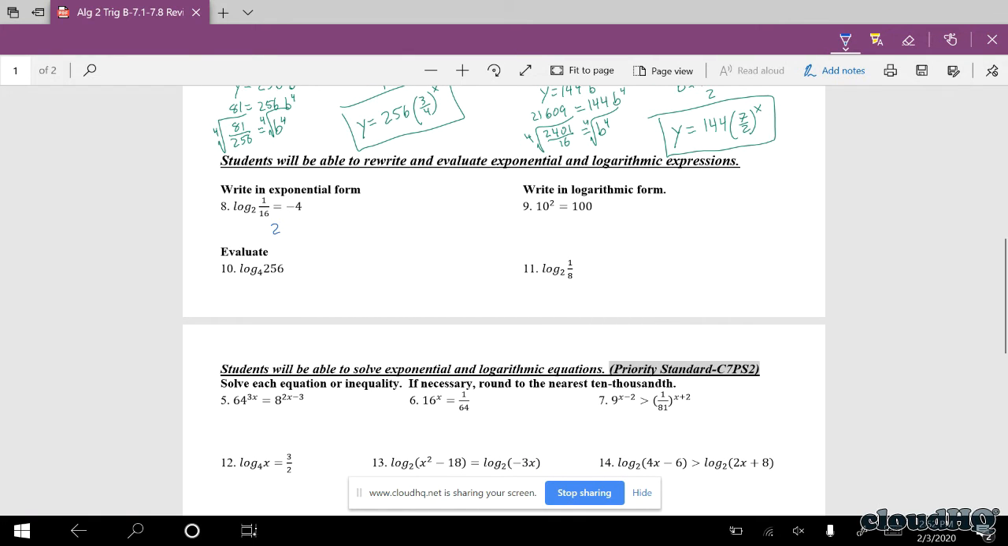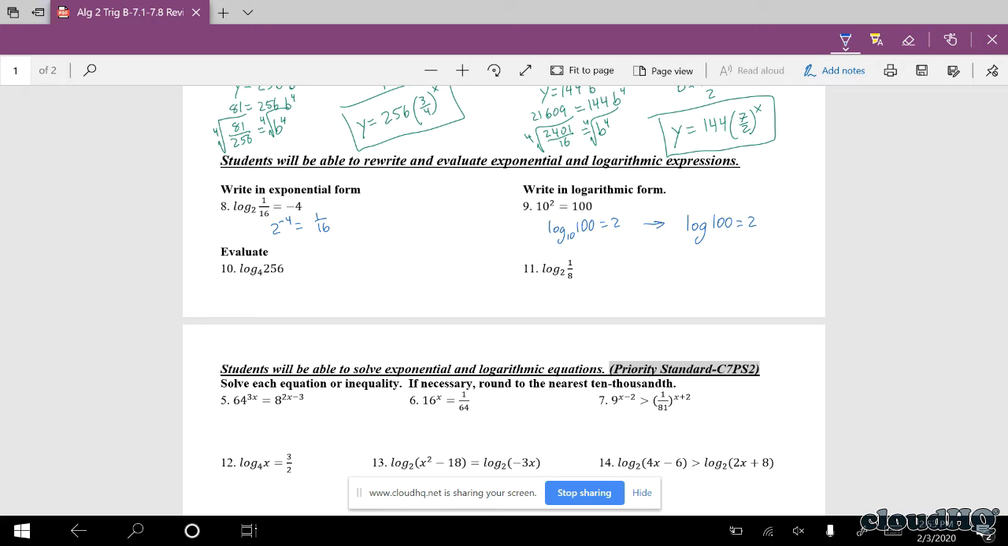Rewrite 2 to the -4 is equal to 1/16. Rewrite number 9. Log base 10 of 100 is equal to 2. Now, we've learned since that log base 10, you don't have to write the 10. It's just understood to be logs. You could also just say log of 100 is equal to 2. Perfectly acceptable. They both mean the same thing.